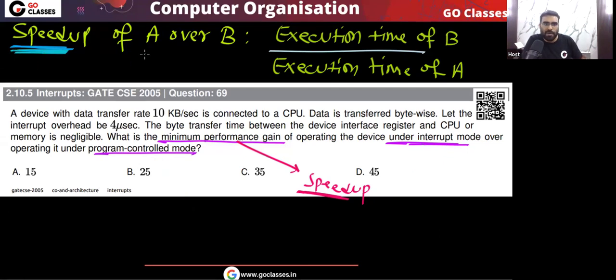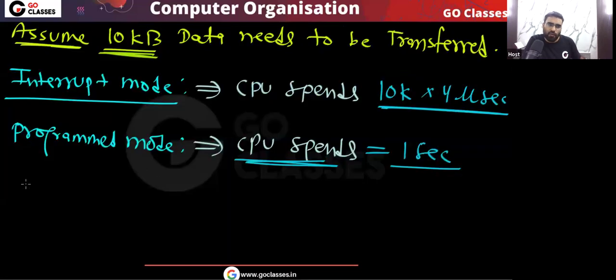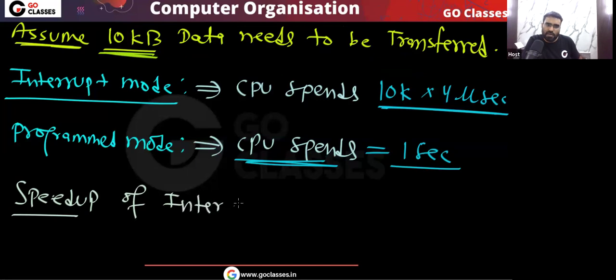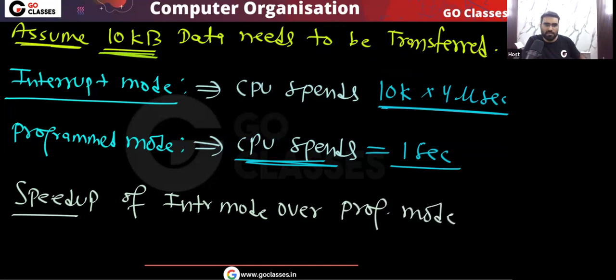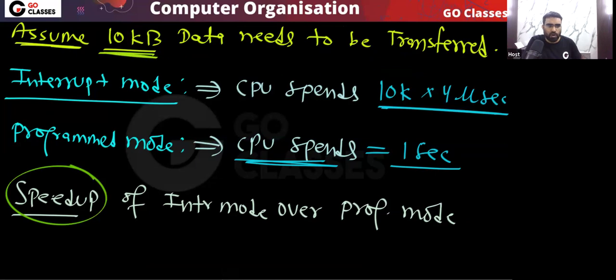So this is what I'm saying. Remember, if someone asks you speed up of A over B, then that will be execution time of B divided by execution time of A. Here it is the same thing. What is the speed up of interrupt mode over programmed mode? What will be the answer?